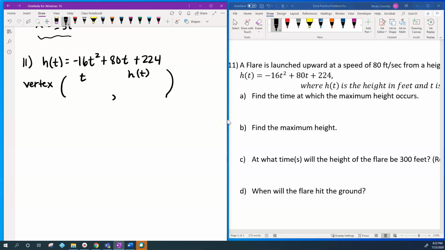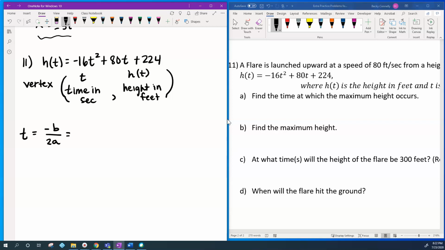So remember, t is the time in seconds, and then h is the height in feet. So I sometimes just write this down to help remind me what the first coordinate represents, what that second coordinate in the vertex represents, right? And then remember, I can find that first coordinate by doing negative b over 2a. This is a little formula that you need to know, the vertex formula.